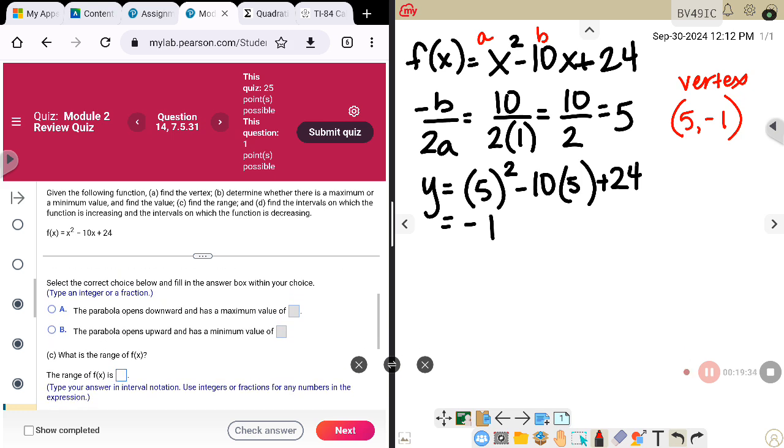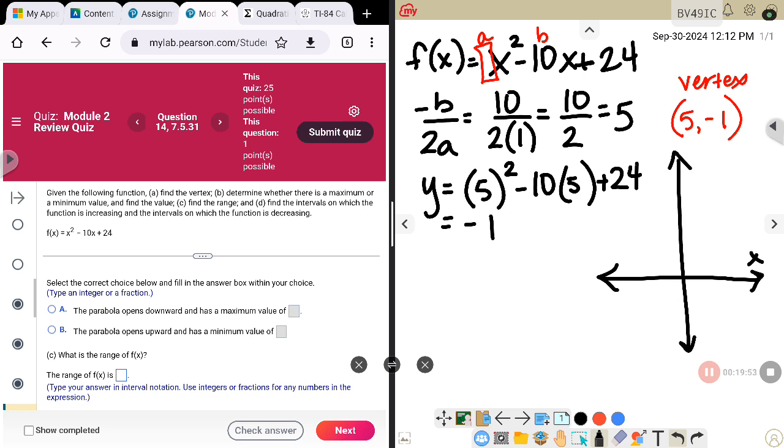Now, will my parabola open downward and have a maximum or upward and have a minimum? So remember where we find that. We look at my a. If it is positive, that means the parabola is going to open upward and have a minimum. Now, it doesn't ask me to graph on this problem, but I do think it's going to be much easier to answer the rest of the questions if you can see what this would look like on the graph.